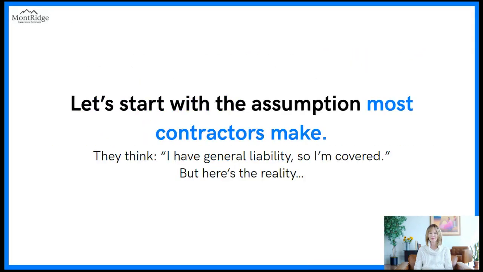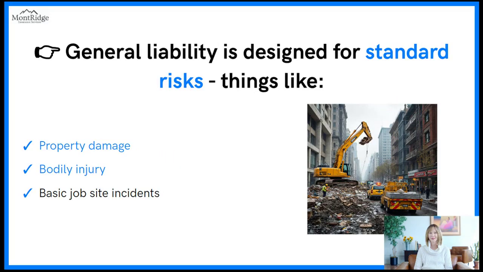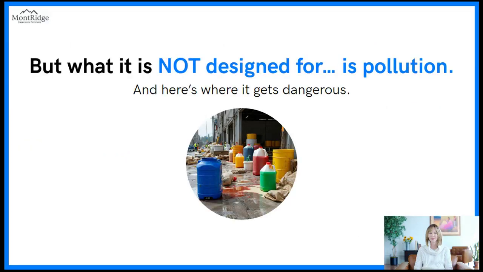Let's start with the assumption most contractors make. They think, I have general liability, so I'm covered. But here's the reality. General liability is designed for standard risks, things like property damage, bodily injury, basic job site incidents. But what it is not designed for is pollution. And here's where it gets dangerous.